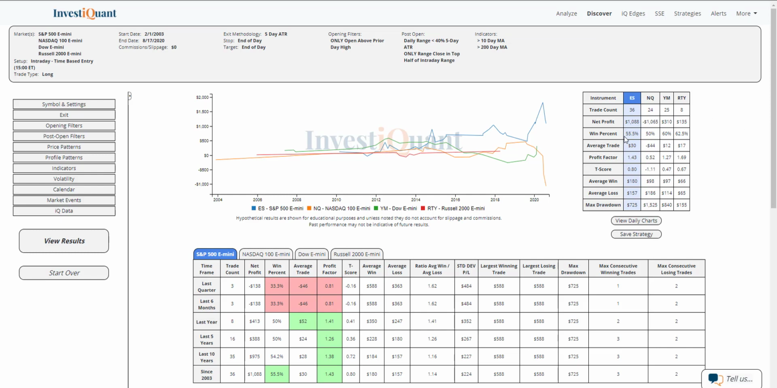Looking at win rates, ES, 56% of these have closed higher. NASDAQ, exactly 50-50. YM coming in at 60%, and Russell, the few samples that it has, 62.5%. So looking at the win rates on all four of them combined, none of them are weak. But they're not all that strong either. So this doesn't appear to have a strong edge to it, but it hasn't been weak either. So historically, not a whole lot of edge within this pattern.